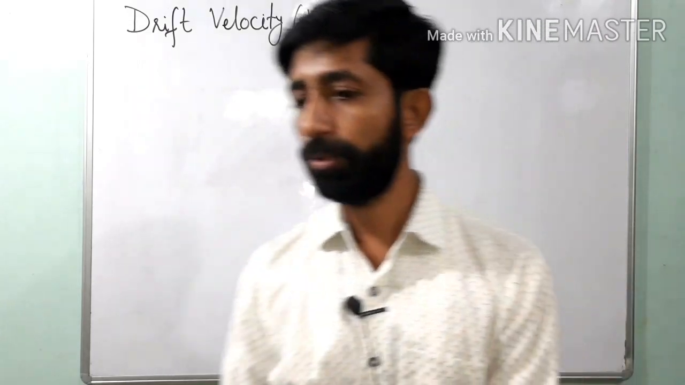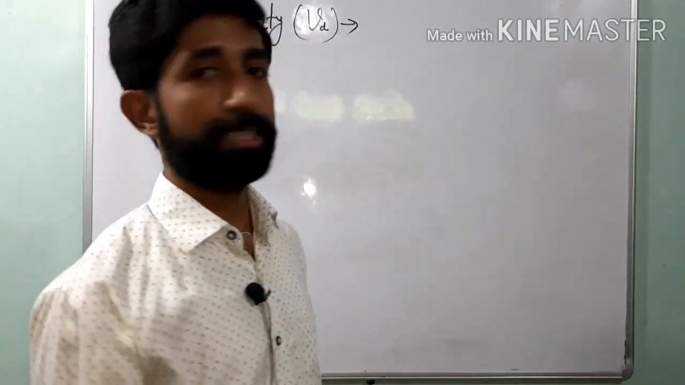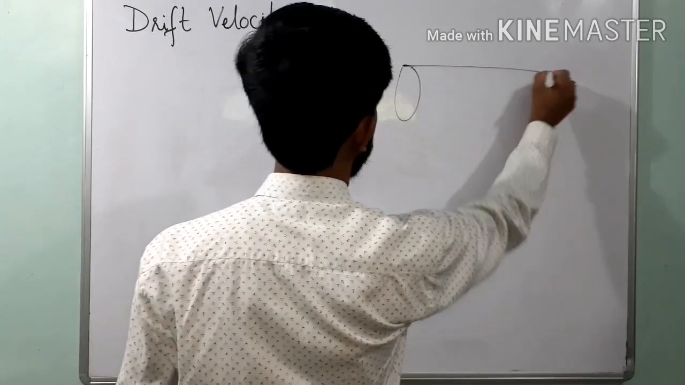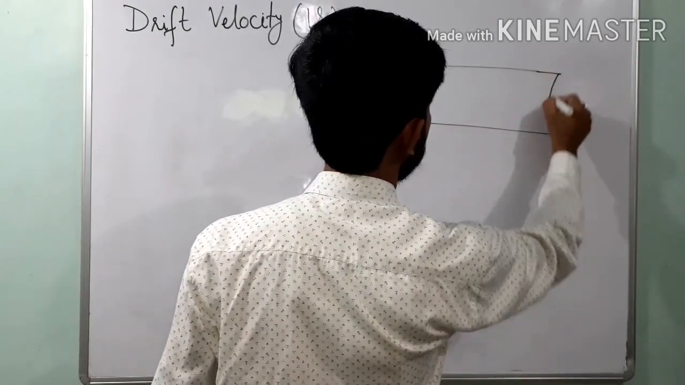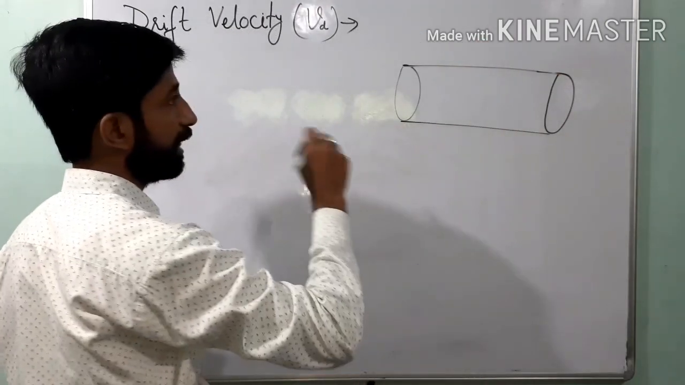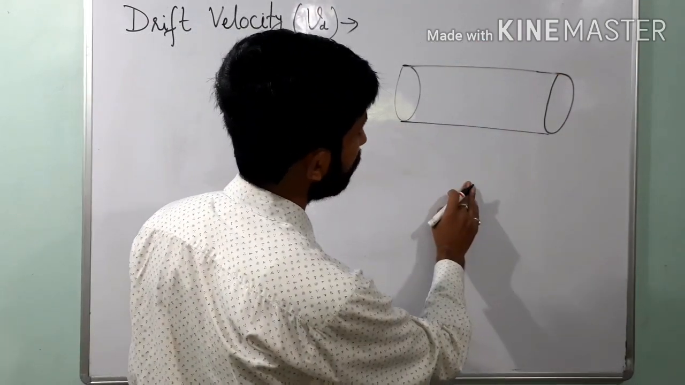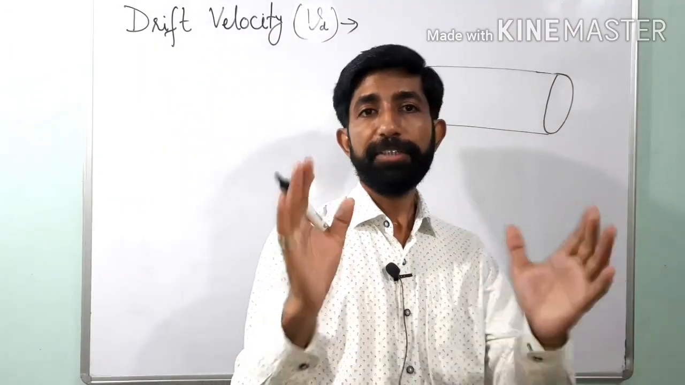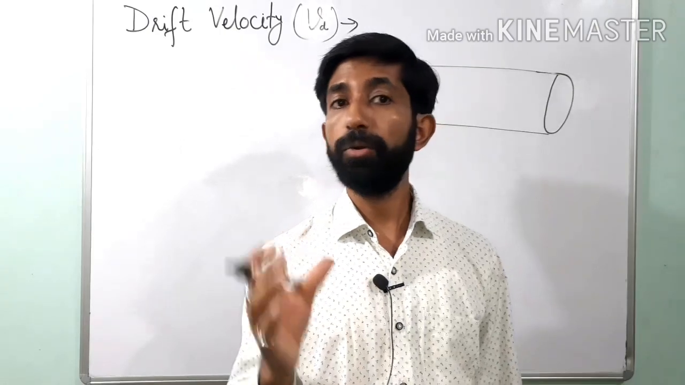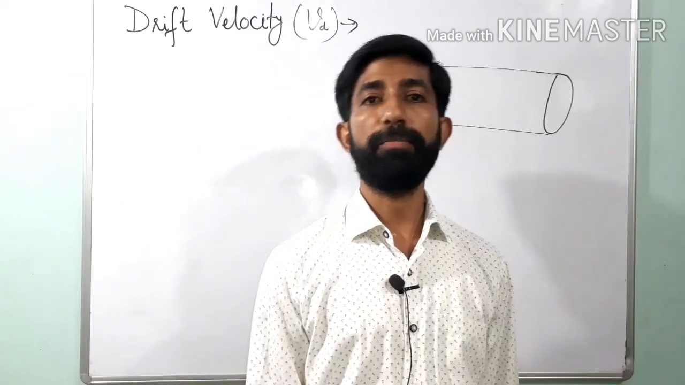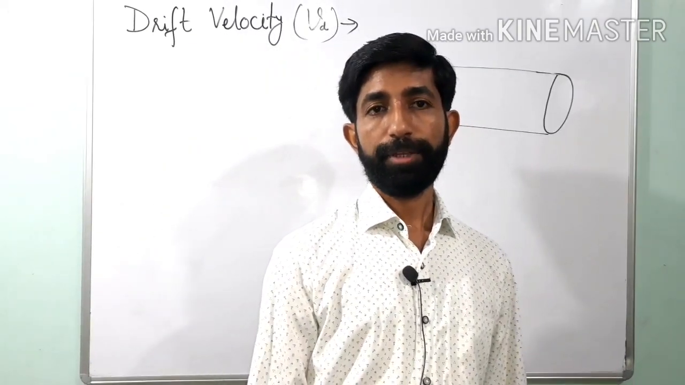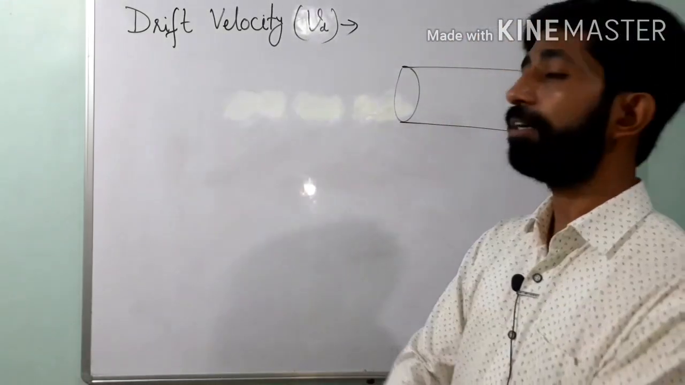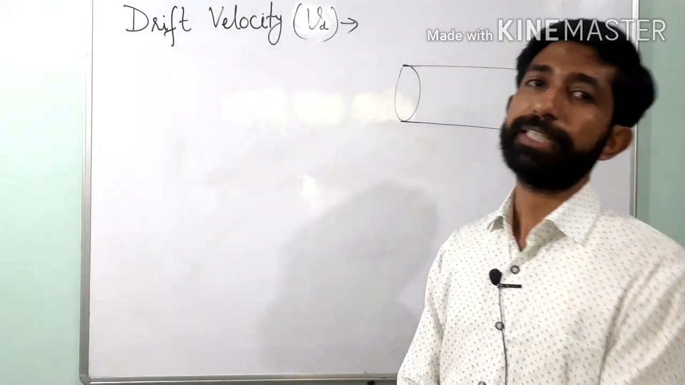So without wasting our time, let's get started on the topic. Consider we have a conductor, and this has a large number of free electrons. In the last video, we discussed that the average thermal velocity of all electrons inside a conductor is always 0. If you have gone through that lecture, the average thermal velocity of all electrons is always 0.